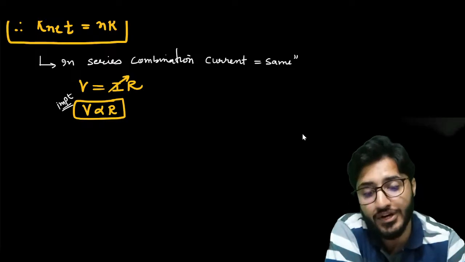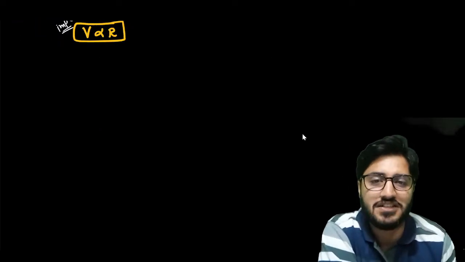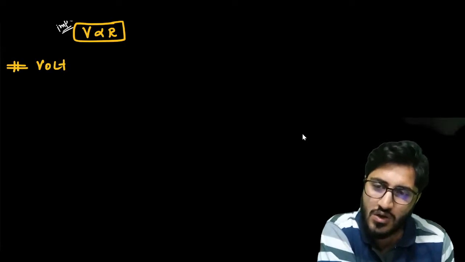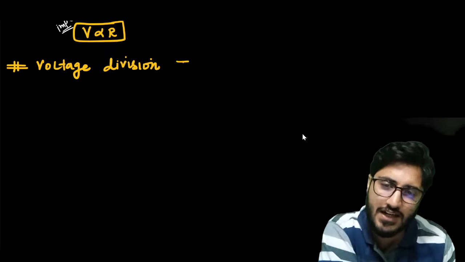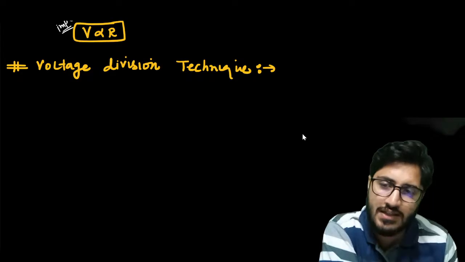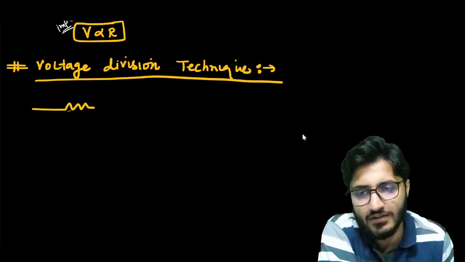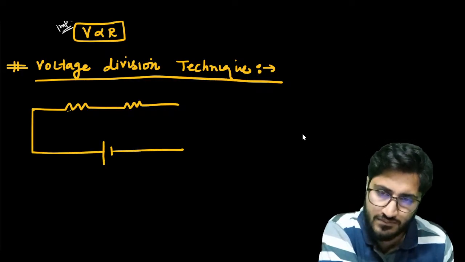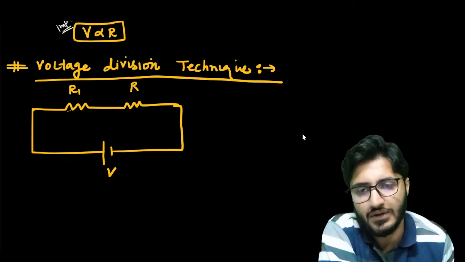Sir, how is this particular point important? Look now. I will show you one technique by which you will divide your voltage. The thing is known as the voltage division technique. So let us suppose we are having these two resistors. Potential is V. First one value is R1, second one is R2. Done.